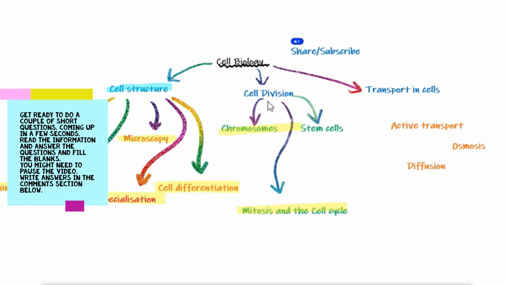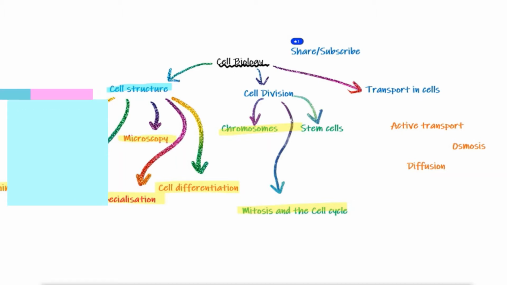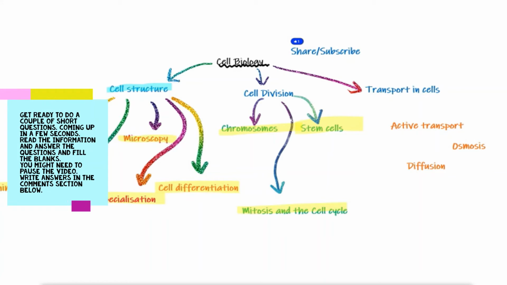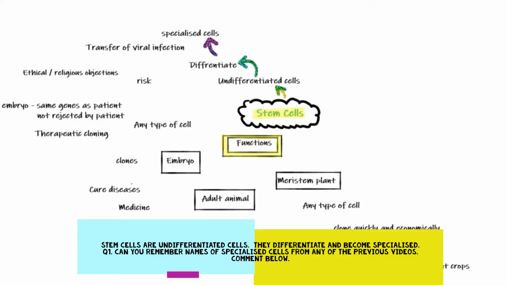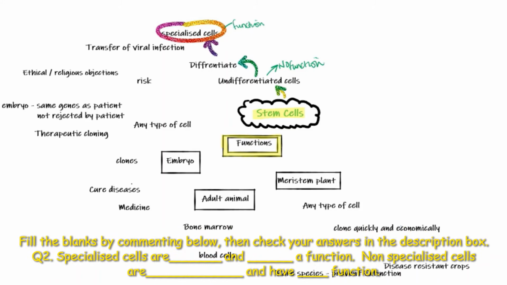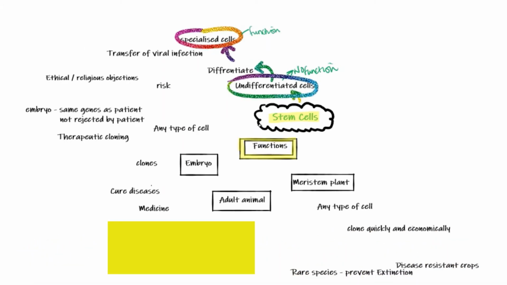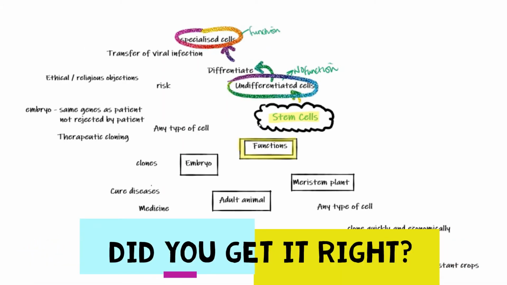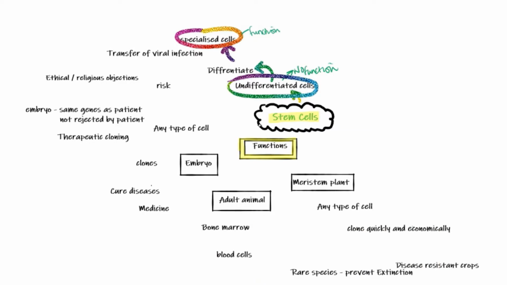We're looking at cell division in topic 1 of cell biology. Today we will focus on stem cells with some tips as always, thinking words and exam questions. In GCSE biology, you should be able to describe the functions of stem cells in embryos, in adult animal cells, and in the meristems in plants.